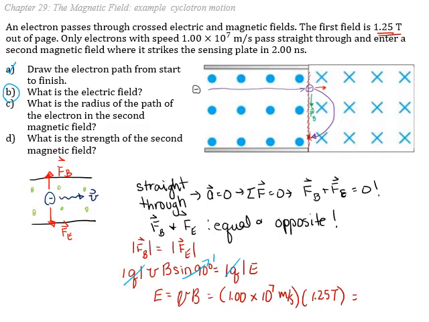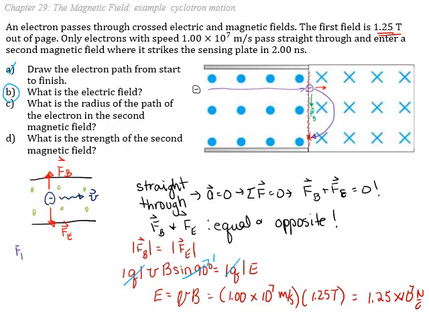So altogether, the electric field is 1.25 times 10 to the 7 newtons per coulomb. Of course, we're not finished because electric field is a vector. So how are we going to get the direction of our electric field?